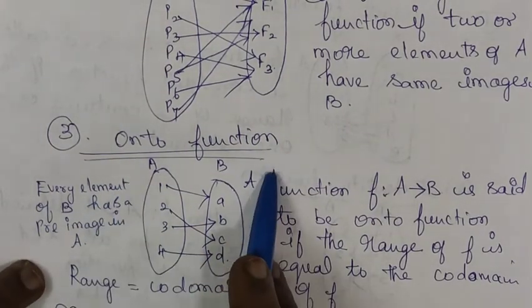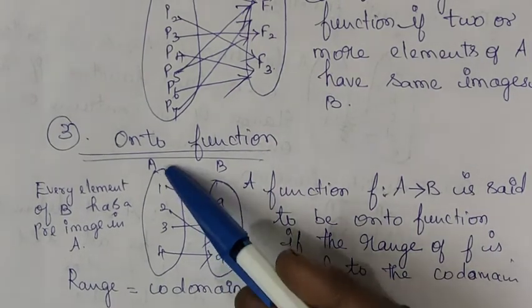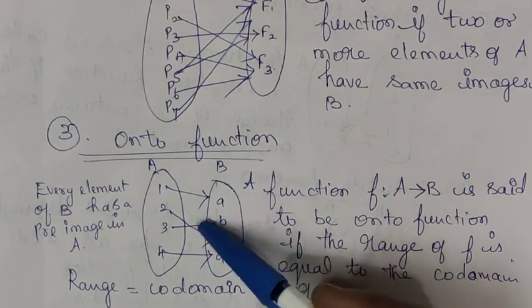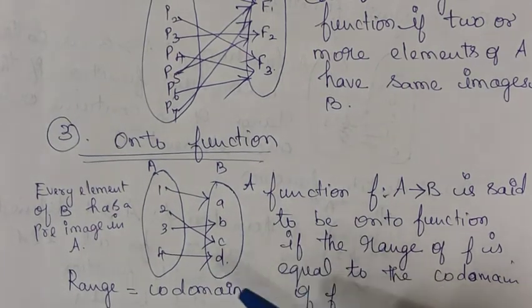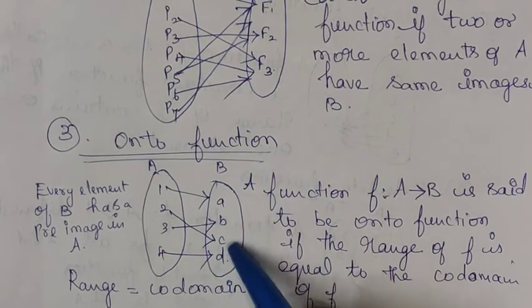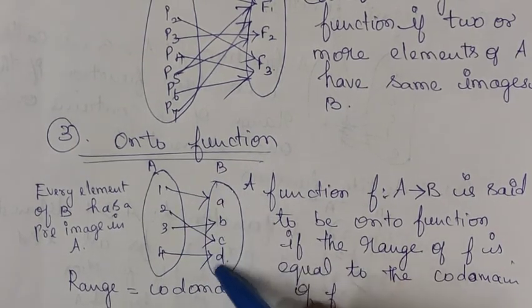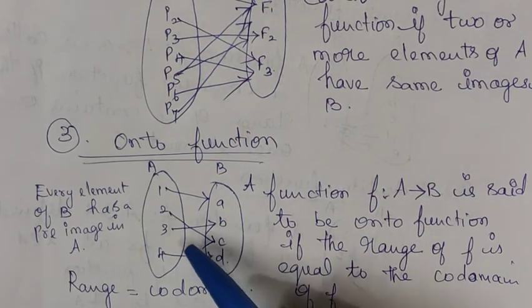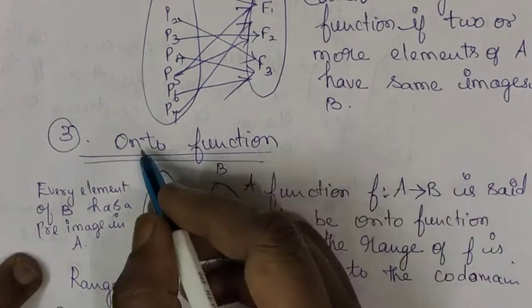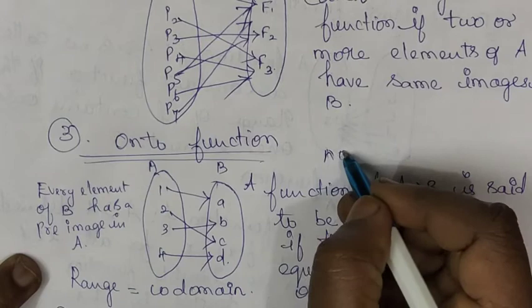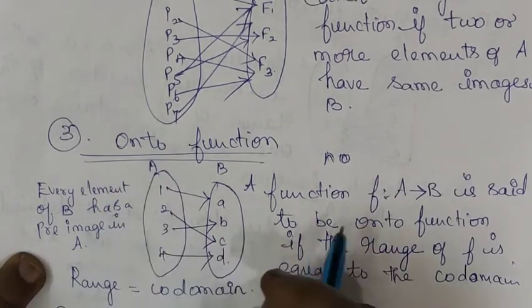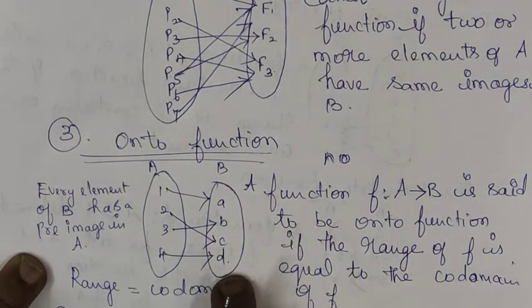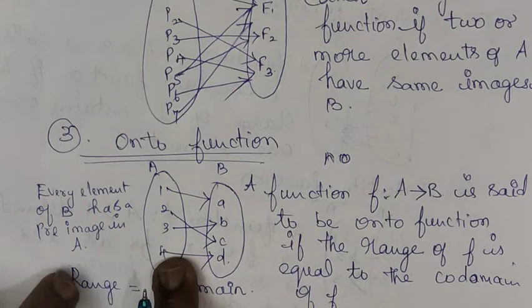Next, onto function. I can explain onto function with an arrow diagram. The first set consists of 1, 2, 3, 4 and the second set consists of a, b, c, d. Here all the images should have a pre-image. That is, every image here must have a pre-image. In the word onto, there is a clue word: turn 'on' around and you get 'no'. So no elements should be left over in the second set. That is, every element must definitely have a pre-image.